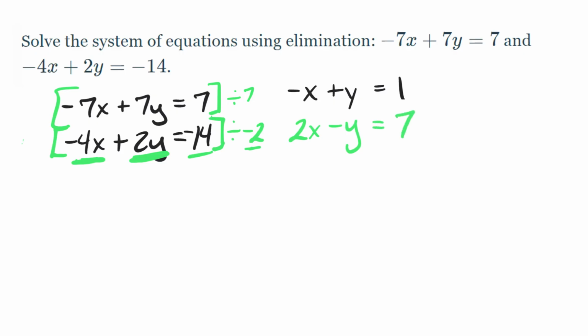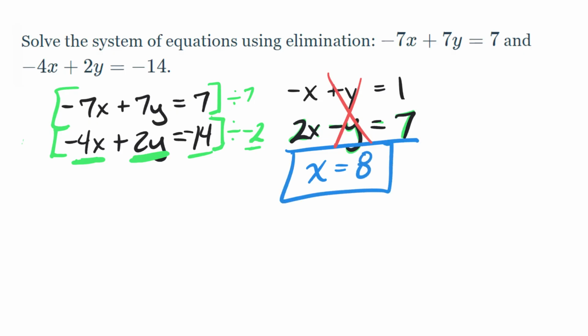So I don't know if anybody was ever taught this method. You can divide them down to where you get them to eliminate. So you see I've done that. My y's are now set to eliminate. So I'm going to let that happen. The y's are going to cancel each other out because they're opposite. My x's are going to become negative x and 2x makes x. Equals 1 plus 7 is 8. So we get an x value equal to 8.